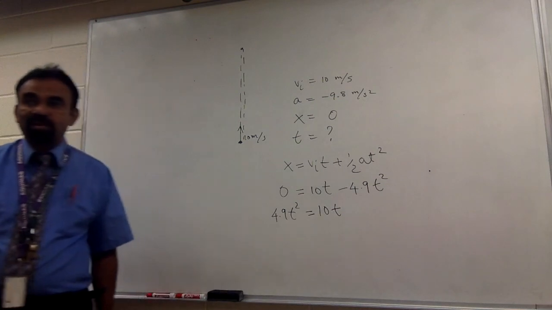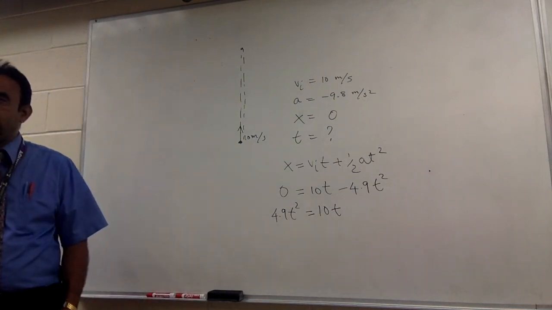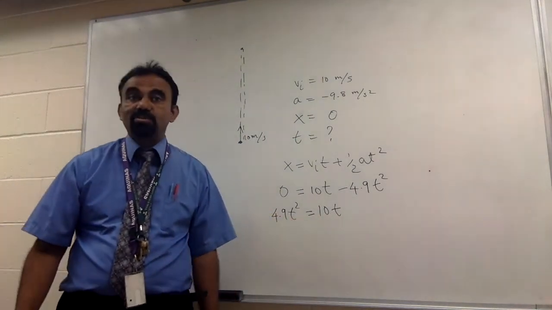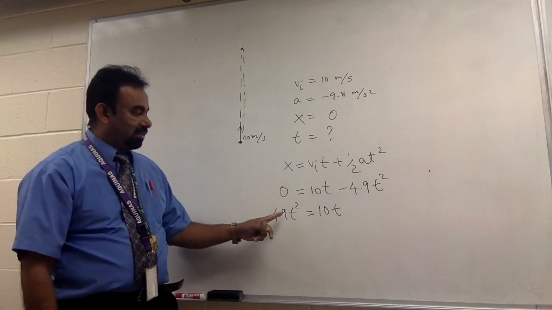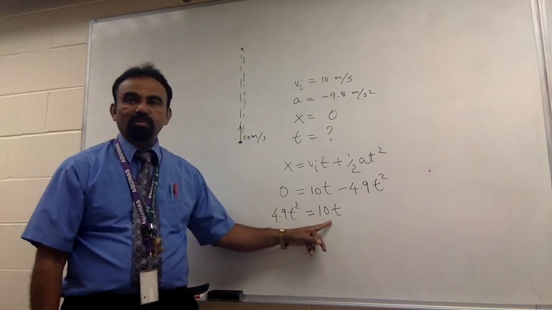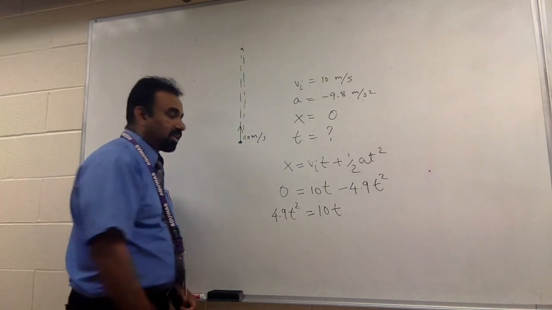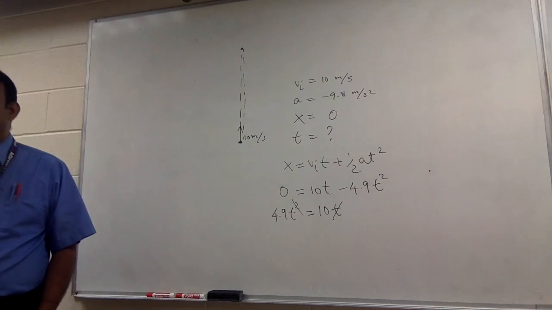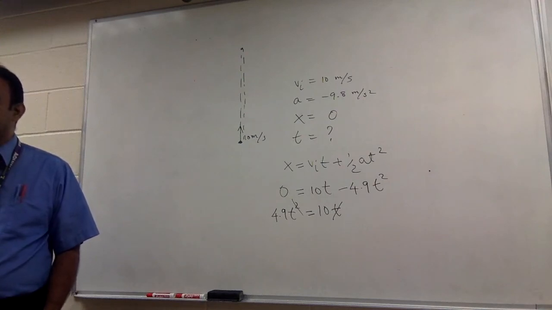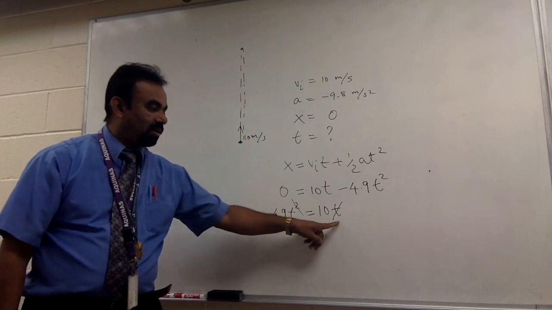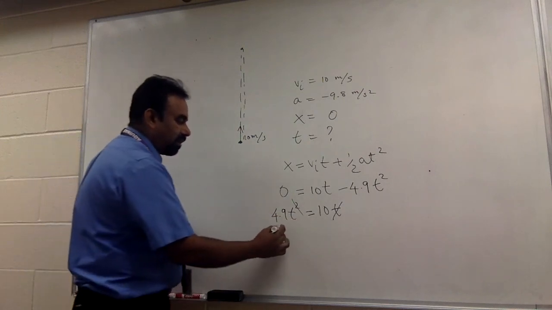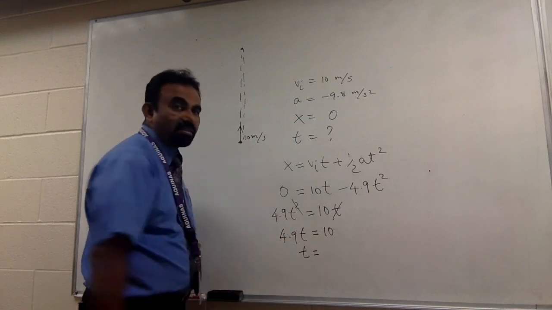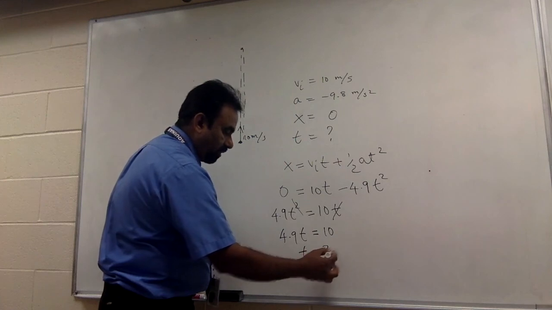Now this is not a quadratic equation. There's no constant term, so it is not a quadratic equation. 4.9 t squared equals 10t. What do you do from here mathematically? Divide both sides by t, and one of the t's gets knocked off. What is left now is 4.9t is equal to 10. And what's the answer? 2.04.